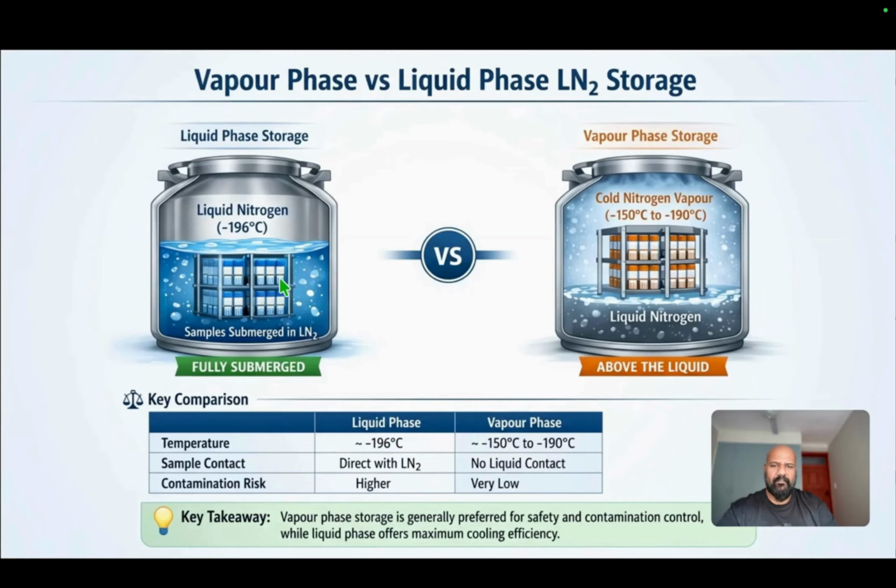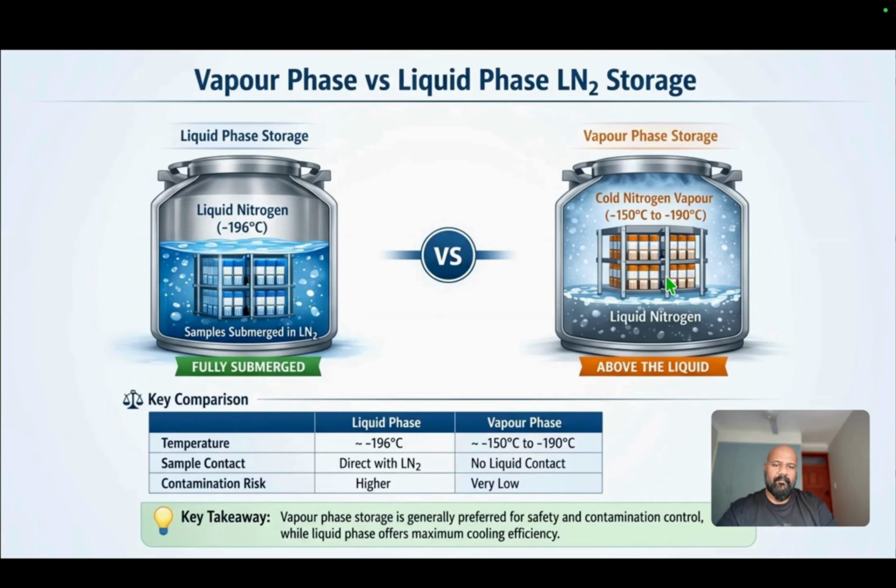With samples stored directly in liquid nitrogen, you store at minus 196 degrees, so there's not much temperature fluctuation in direct contact with the liquid nitrogen. However, contamination risk is pretty high. This is though required for some applications like IVF.